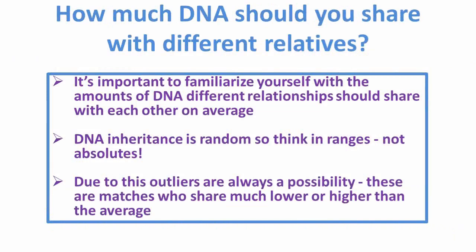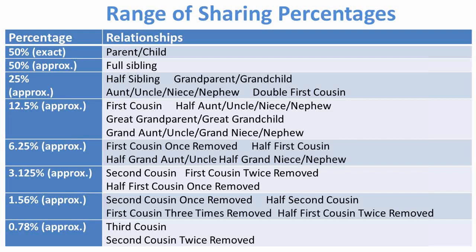So it's important to familiarize yourself with the amounts of DNA different relationships should share with each other on average. But this kind of DNA inheritance is random, so it's best to think in ranges and not absolutes. Outliers are always possible, and these are matches who share much lower or higher than the average. So let's look at a range of sharing percentages. 50% with a parent-child, around 50% with a full sibling, around 25% with a half-sibling, grandparent, aunt, uncle, double first cousin, 12.5% first cousin, half-aunt, grandniece.